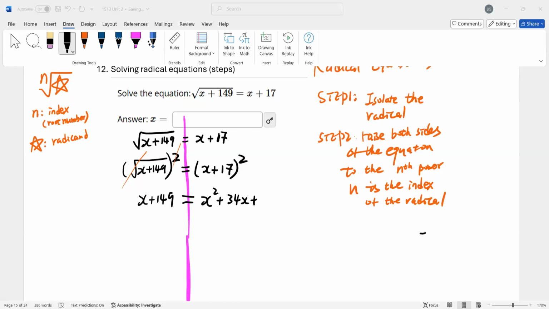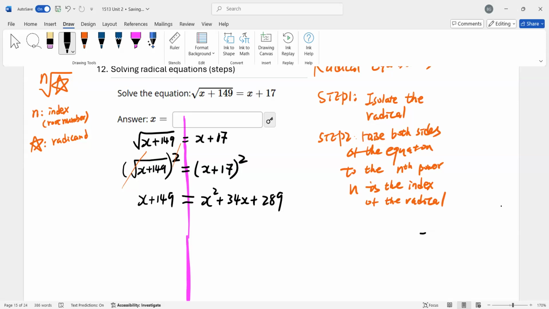289 probably. 17 times 17, yeah, 289. 34 is twice of 17. So I have the right side taken care of, the square.